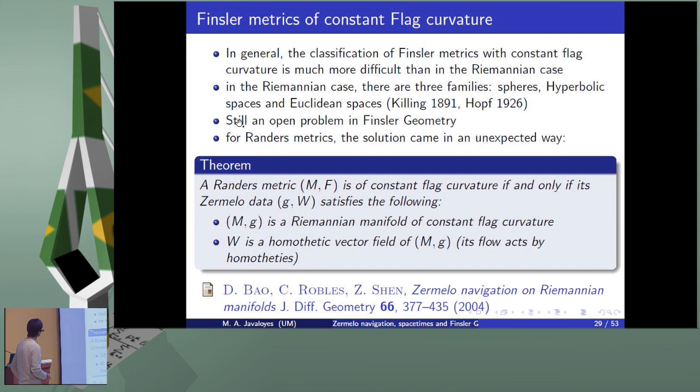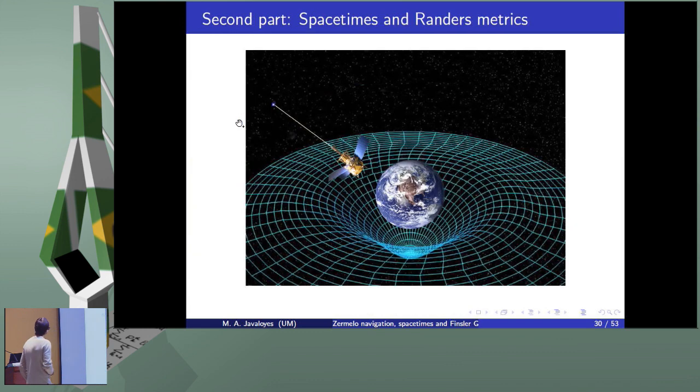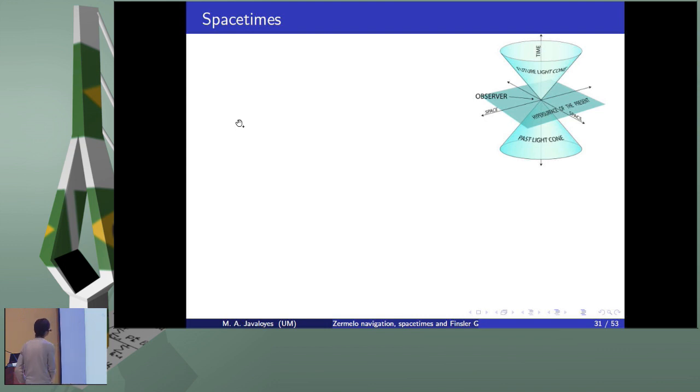So basically, a Randers metric is of constant flag curvature if the indicatrix is the translation of a Riemannian metric with constant curvature using a homothetic vector field. Well, so let's go now to spacetimes. Let's see how we can relate spacetimes with the Zermelo problem.